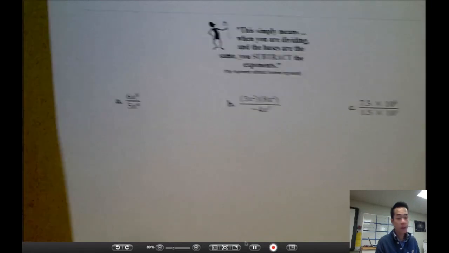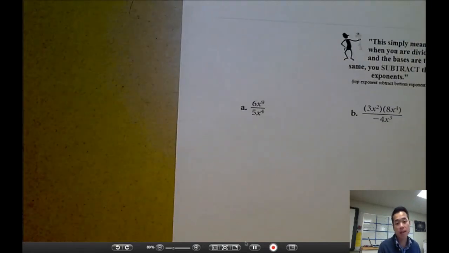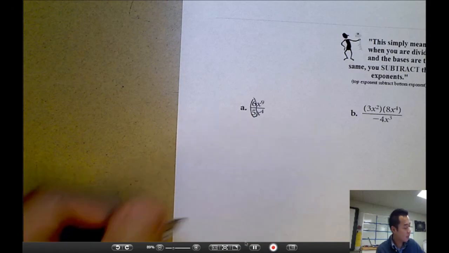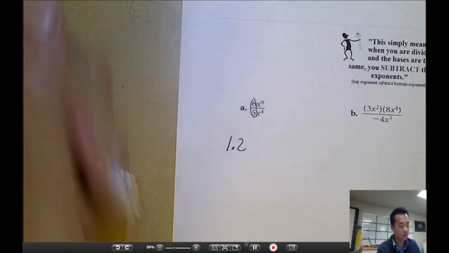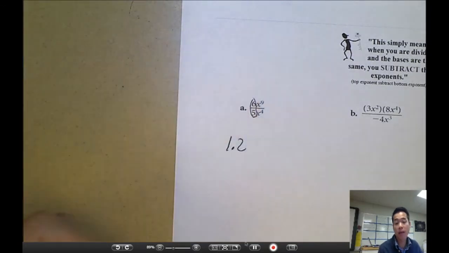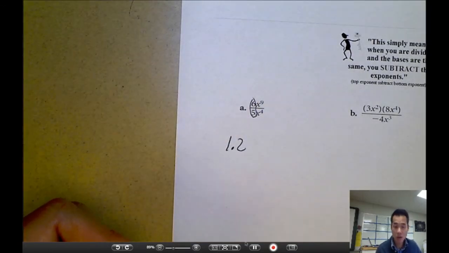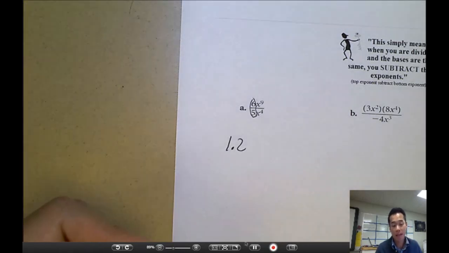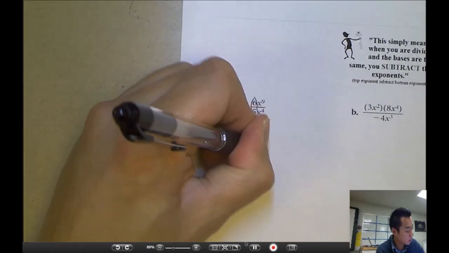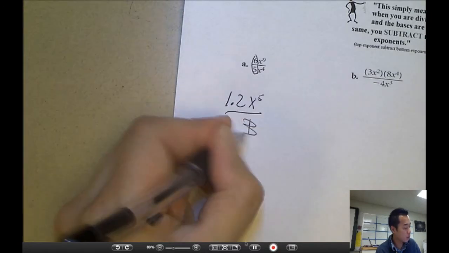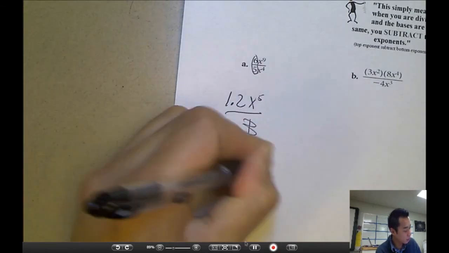All right, here we go. So we have 6x to the 9th divided by 5x to the 4th. First thing I'm going to do is take care of my coefficient. 6 divided by 5 is 1.2. Next, I have x to the 9th divided by x to the 4th. I know that they're both the same base of x. Yes, you can write out x to the 9th at the top and then x to the 4th on the bottom, and then start canceling out. All you have left is x to the 5th over 1. But really, we don't have to write this 1. Our final solution would be just x to the 5th.